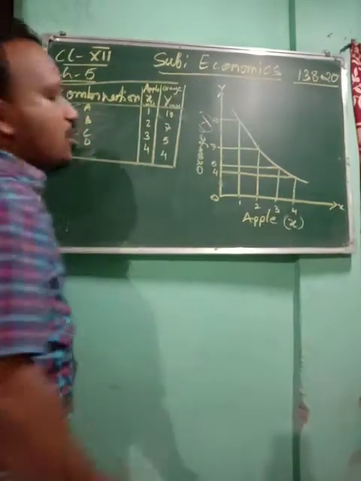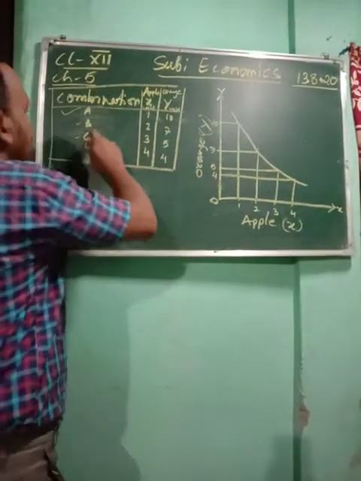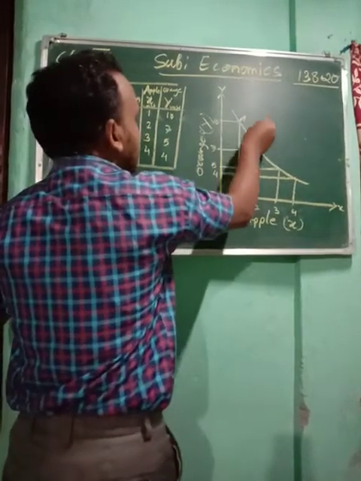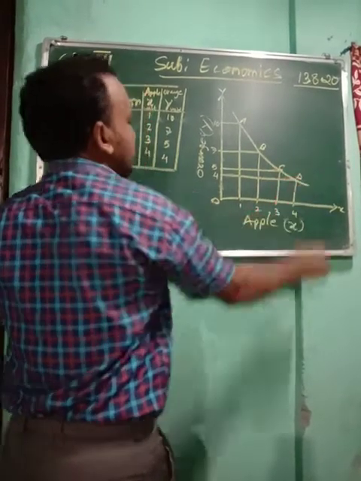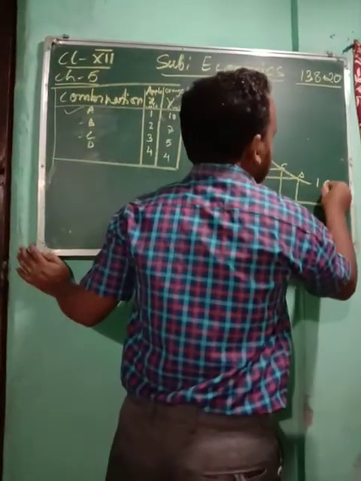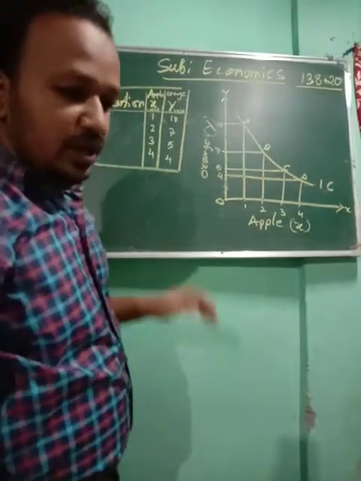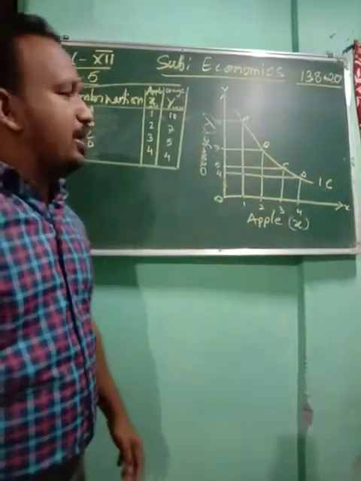You will see a downward sloping curve is formed. And combination A, B, C, D, just give a name: combination A, combination B, combination C, and combination D. Okay, this curve is called IC, that is your indifference curve. So what is this curve's name? It is your indifference curve.